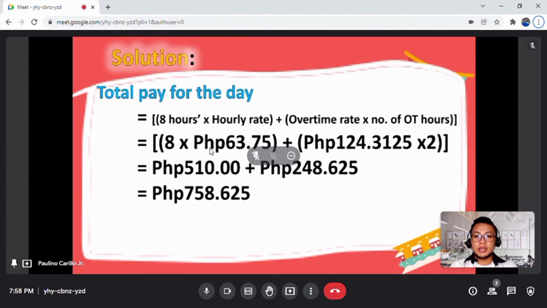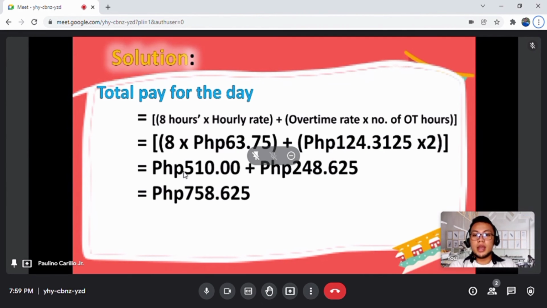8 times 63.75. Again, this number is the hourly rate during her rest day which falls on the special holidays, plus 124.3125. Again, this is our overtime rate times 2. This 2 again is the exceeding hours of her regular working hours.